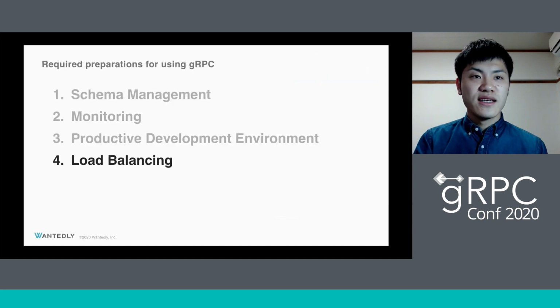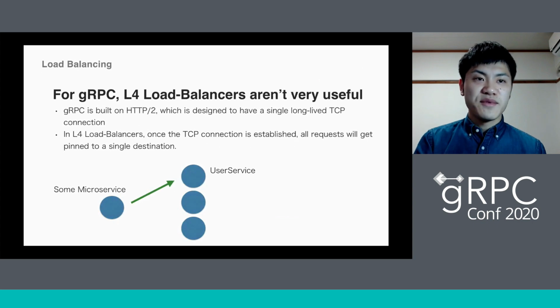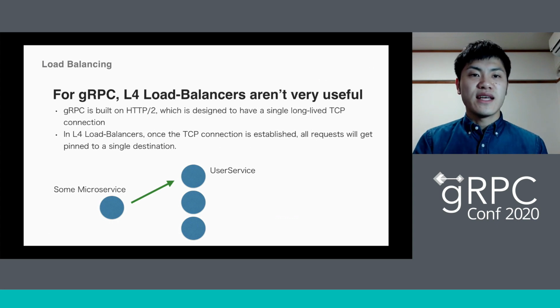And next, let's think about the load balancing. What should we consider for it? For gRPC, L4 load balancers aren't very useful. As you know, gRPC is built on H2, which is designed to have a single long live TCP connection. So in L4 load balancers, once the connection is established, there's no more balancing to be done. Our request will get pinned to a single destination. This is not a good situation.